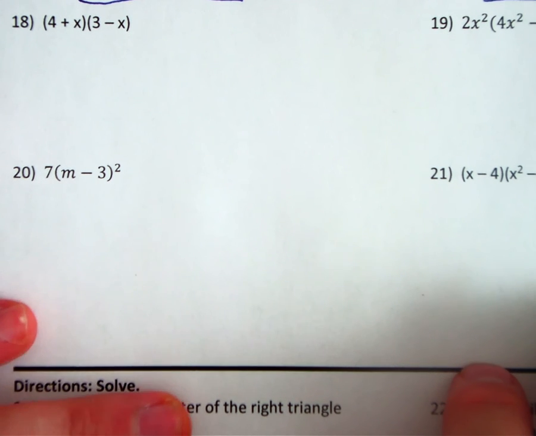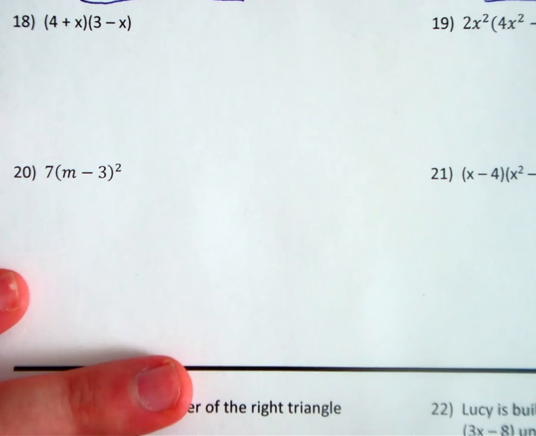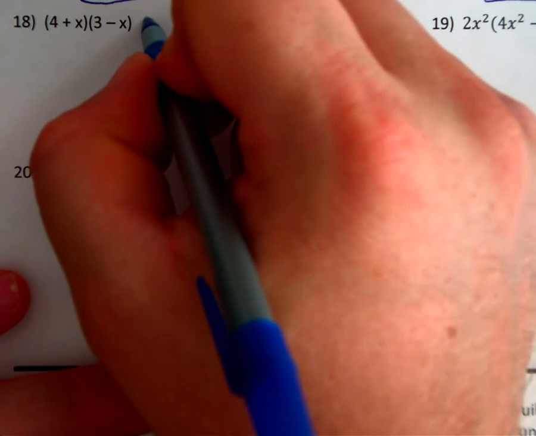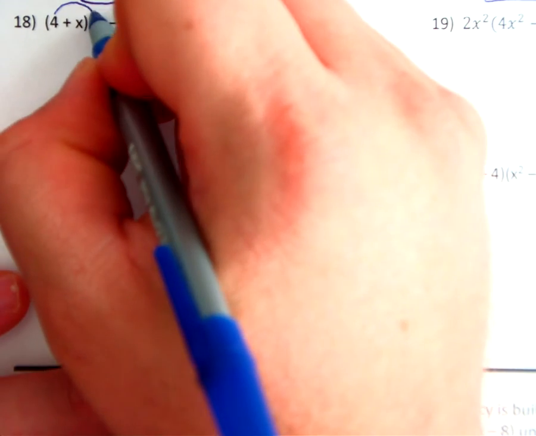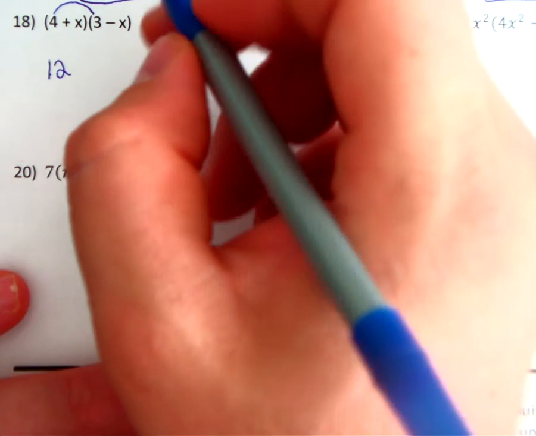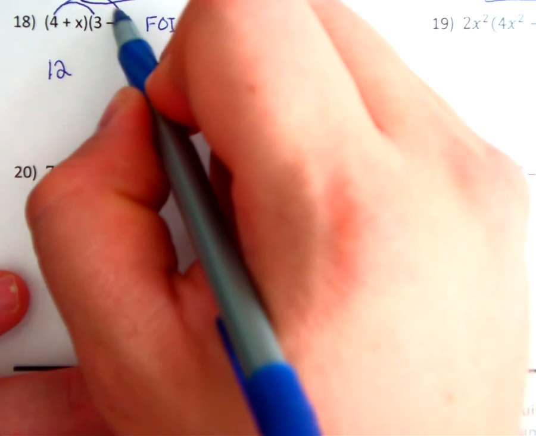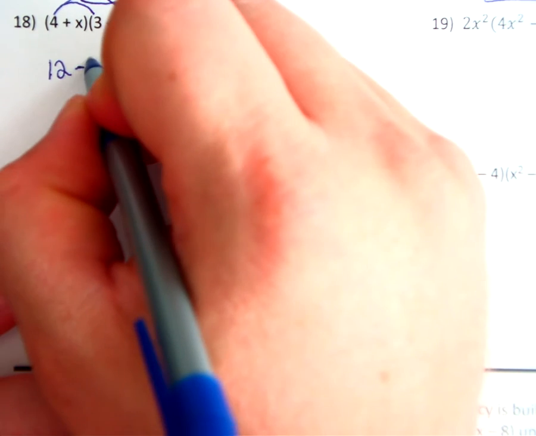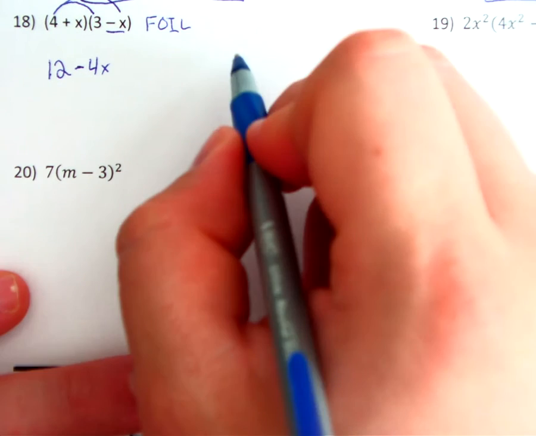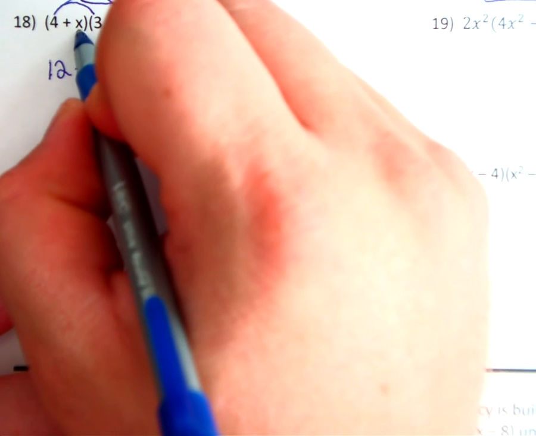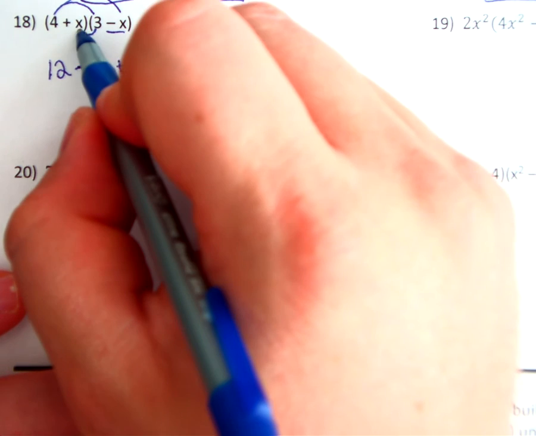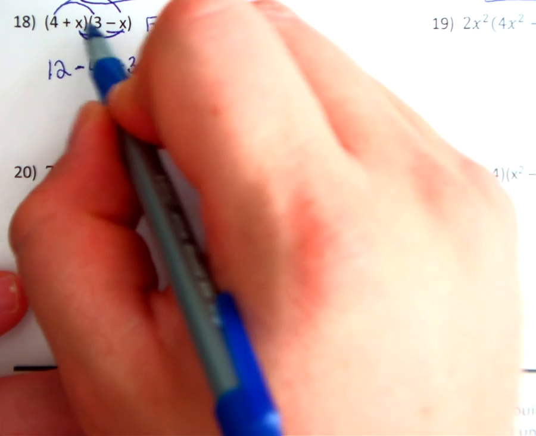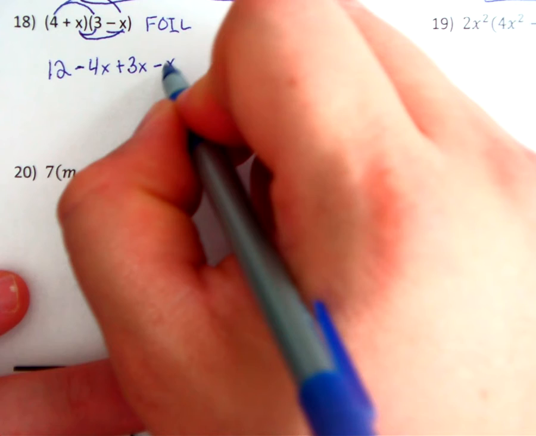Number 18, we have two binomials. And so we know that we should be foiling. So I'll start with multiplying my first. 4 times 3 is 12. I will multiply my last. 4 times negative x, negative 4x. Then I will multiply my insides. X times 3 is positive 3x. I will multiply my outsides. X times negative x is negative x squared.